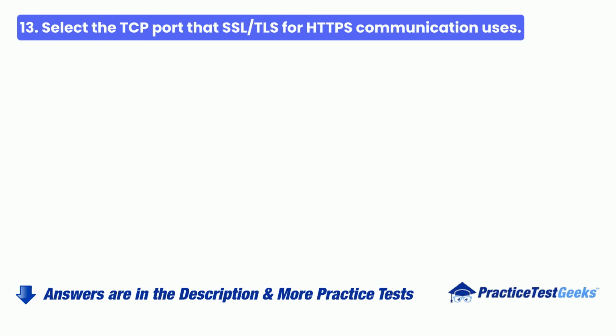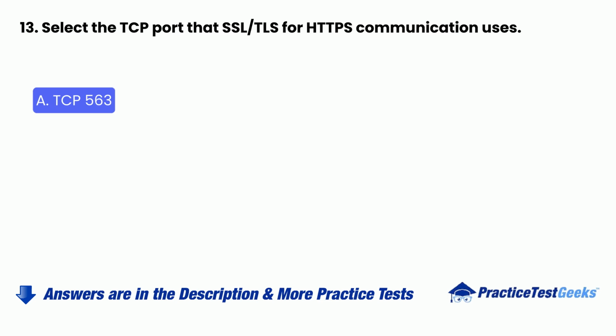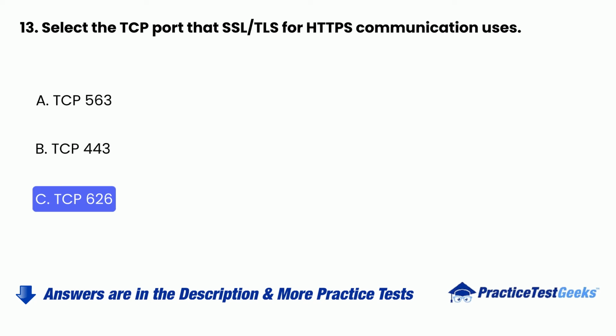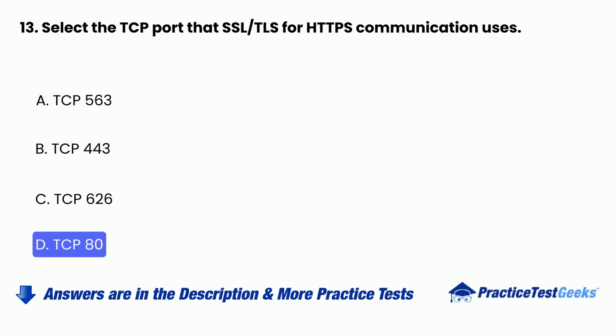13. Select the TCP port that SSL TLS for HTTPS communication uses. A, TCP 563. B, TCP 443. C, TCP 626. D, TCP 80.